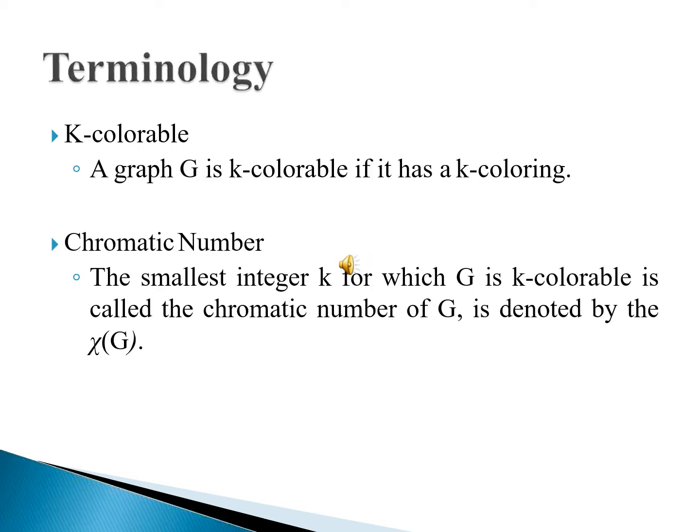Basic terminology. First is K-colorable. A graph G is K-colorable if it has a K-coloring. Second is chromatic number. The smallest integer k for which the graph is K-colorable is called the chromatic number of the graph. It is denoted by the following symbol.